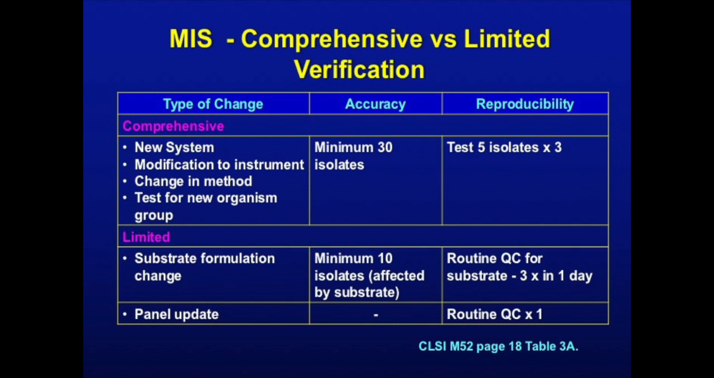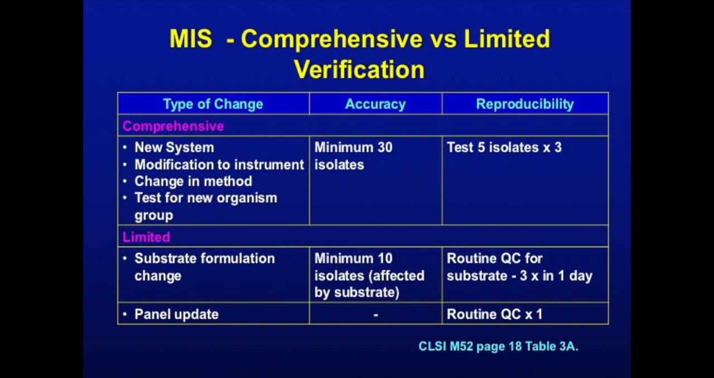Or if they decide to add a new panel for Haemophilus. These are all examples of a comprehensive verification that would be needed. We recommend, or M52 recommends, a minimum of 30 isolates to be tested to verify accuracy. And to verify reproducibility, we would want to be taking 5 isolates. It could be 5 patient isolates, or a combination of patient and QC isolates, and test them on 3 different days.